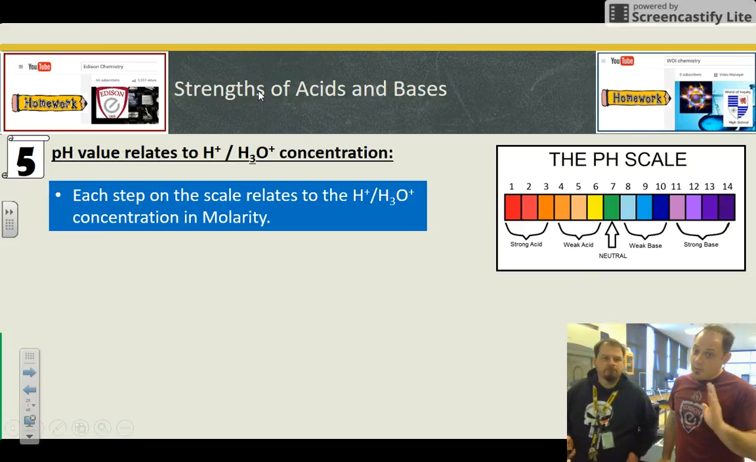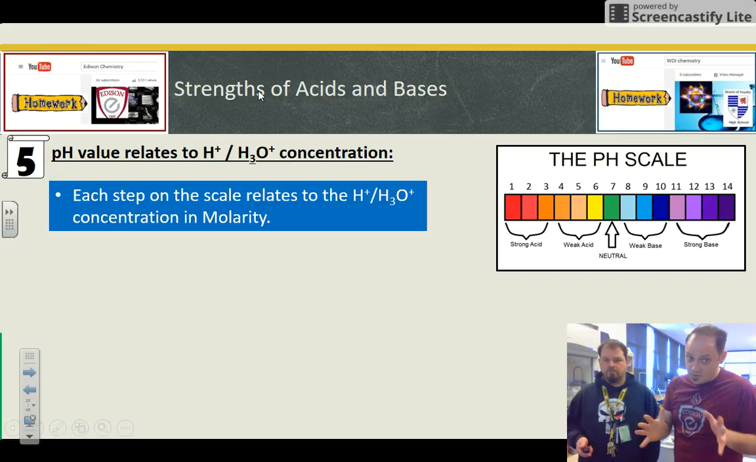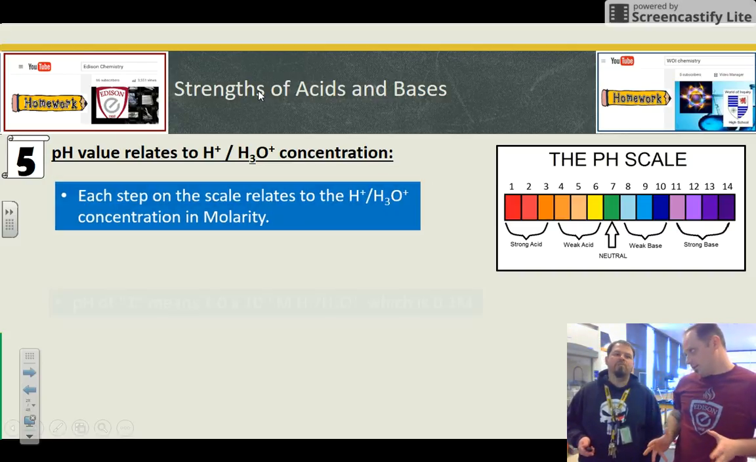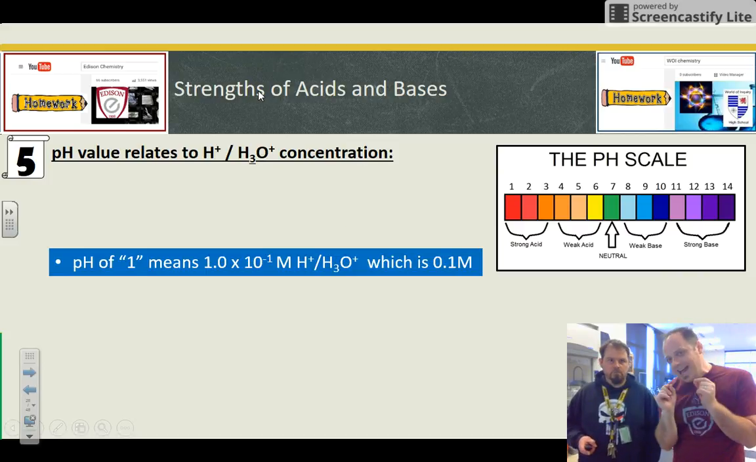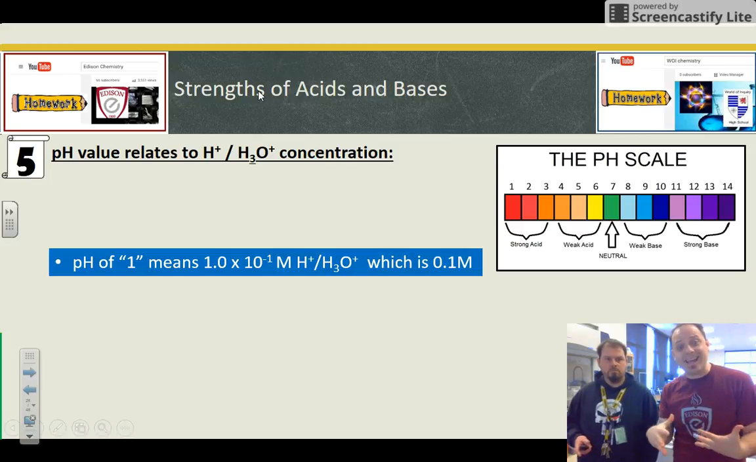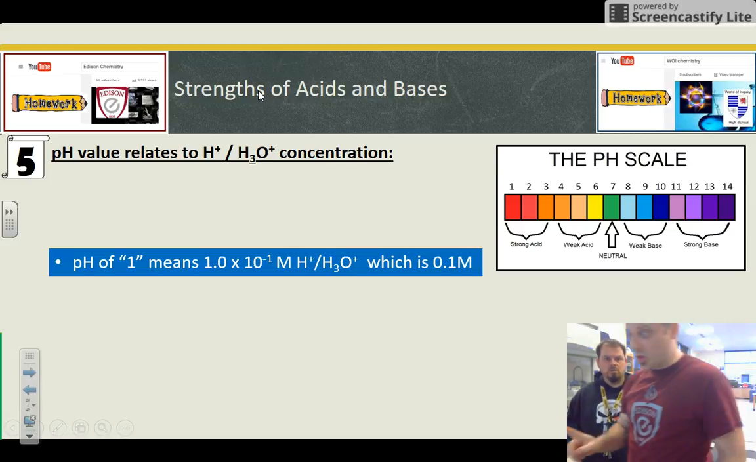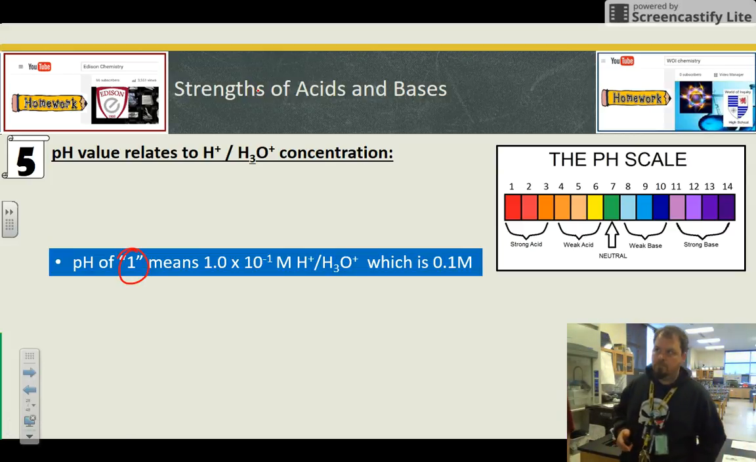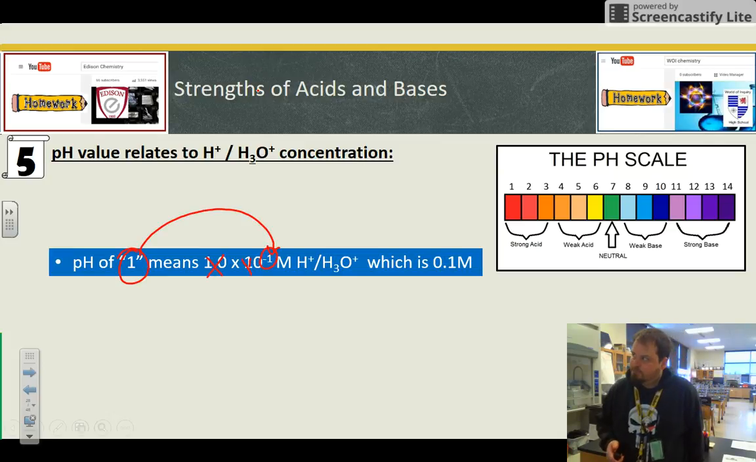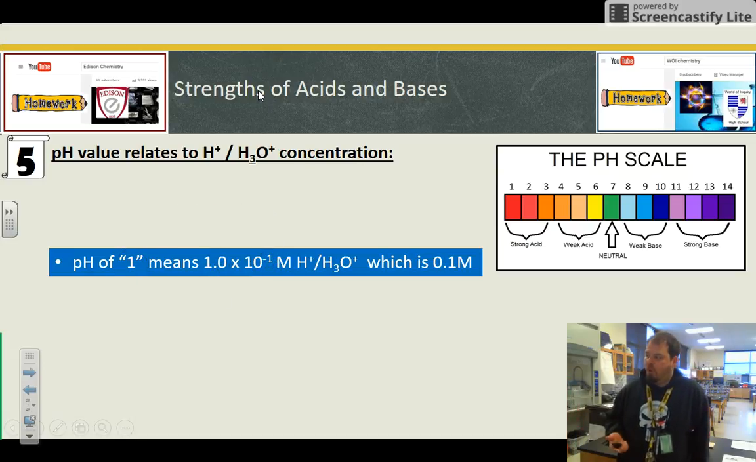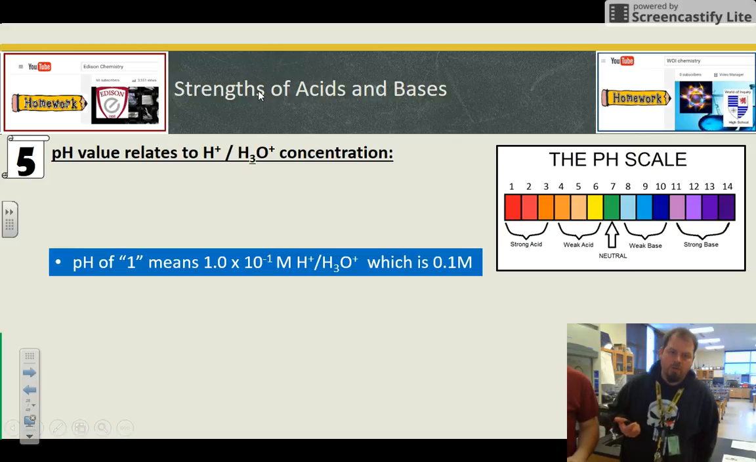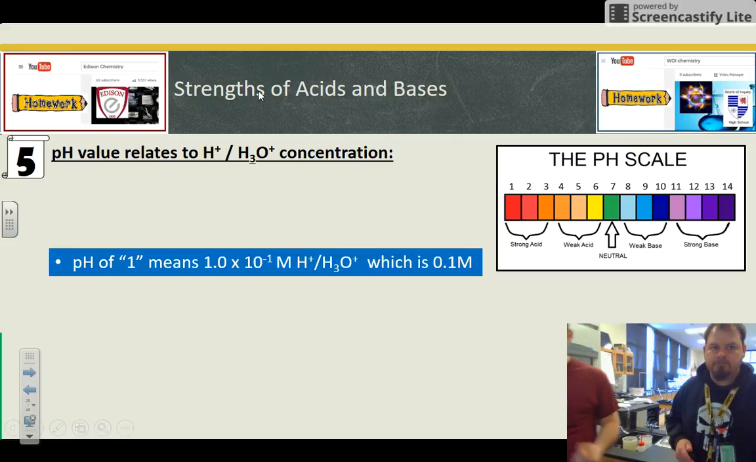So each step on the pH scale relates to that hydronium concentration in molarity. This is key. So a pH of 1 technically means you take the number 1.0 for 1 molar and multiply it by 10 to the negative 1, which turns into a concentration. So I'm going to circle a couple things. So a pH of 1, that 1 doesn't mean that one. It means this negative 1 up top, negative 1 up there. So when you take 10 to the negative 1, you move the decimal place one time to the left, and you get 0.1 molar. You get smaller and smaller the bigger the number of pH gets.